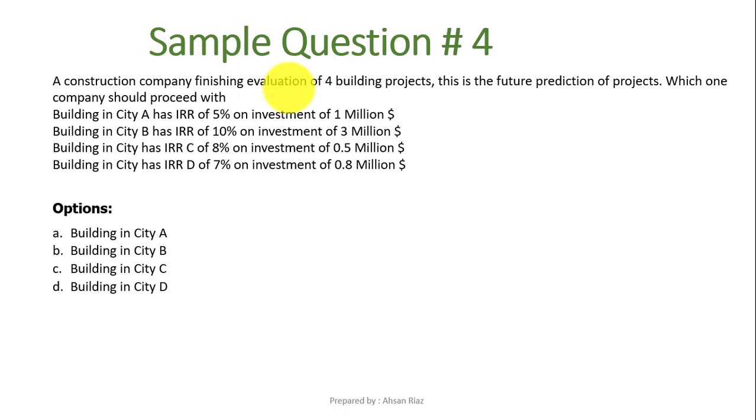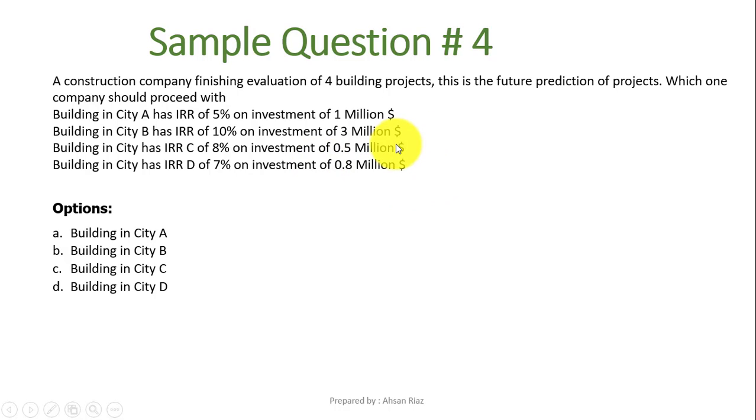Building in city A has IRR of 5% on investment of $1 million. Building in city B has IRR of 10% on investment of $3 million. Building in city C has IRR of 8% on investment of $0.5 million. Building in city D has IRR of 7% on investment of $0.8 million.